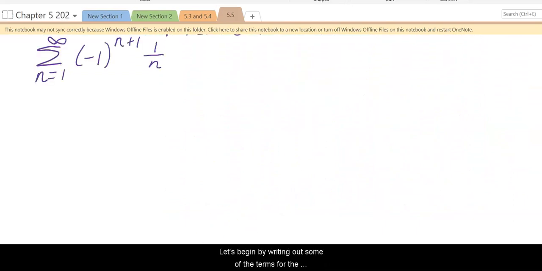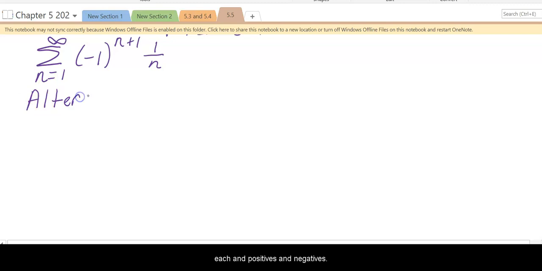Let's begin by writing out some of the terms for the alternating harmonic series. Again, it's called alternating because the signs alternate in each term, from positive to negative and so forth. It's the harmonic series because it has the form of 1/n, hence the alternating harmonic series.